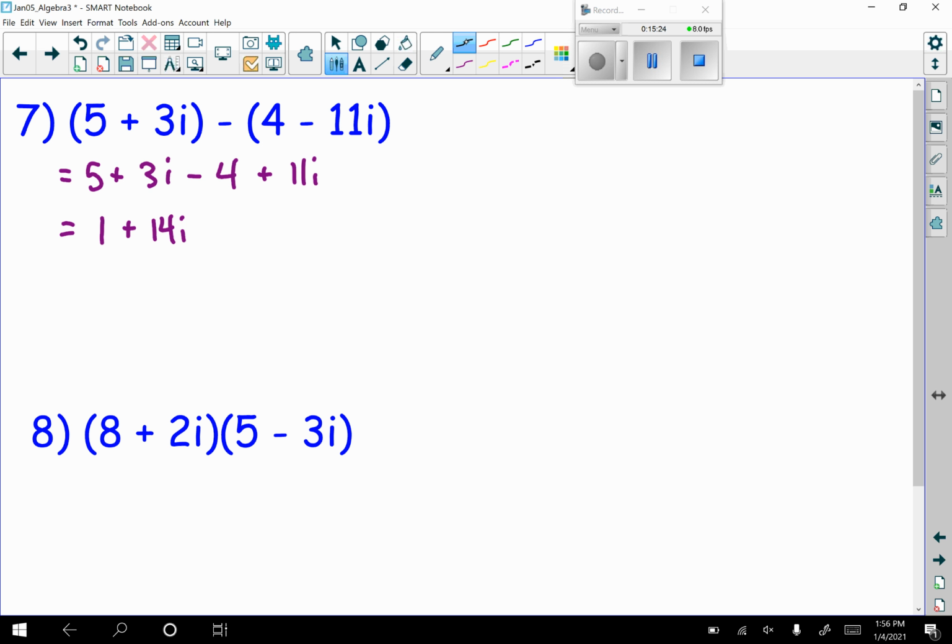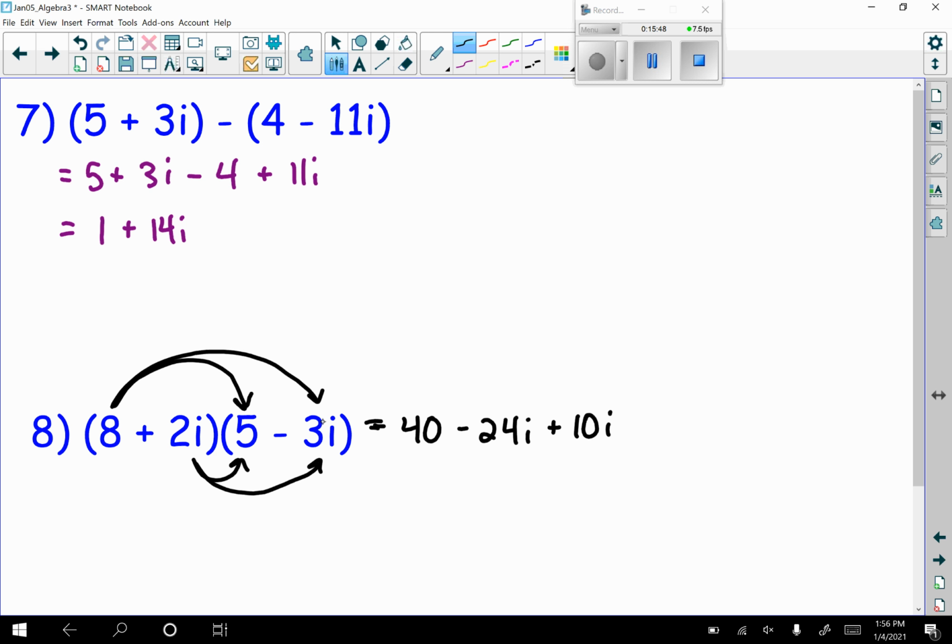Now take a look at number 8. Go ahead and copy that down. Here we're multiplying, so I need to use the distributive property. First, I multiply 8 times 5, which is 40. Outside, I multiply 8 times a negative 3i, so that's a minus 24i. Inside, I multiply 2i times 5, so that's a positive 10i. And then last, I multiply 2i times a negative 3i, so I'm going to get a negative 6i squared.